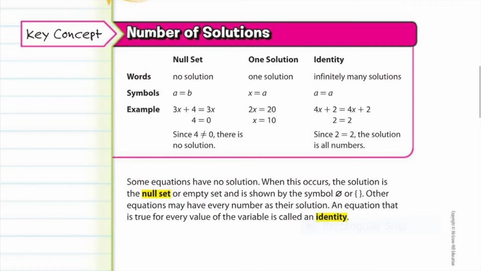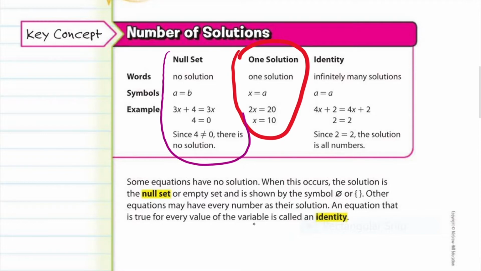This is now going to bring us into a new concept called number of solutions. So when you are solving an equation and we get x is equal to 5, that's telling you that there is one solution. And one solution would be this category right here. There are other possible things that could happen when you're solving solutions. You could get two numbers that are equal to each other which are not the same numbers. That would be a null set.